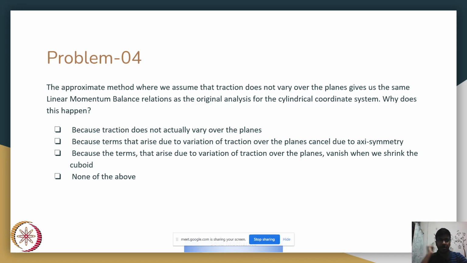Problem number 4. The approximate method, where we assume that traction does not vary over the planes, gives us the same linear momentum balance relations as the original analysis for the cylindrical coordinate system. Why does this happen? So this is, say, your cylindrical element.